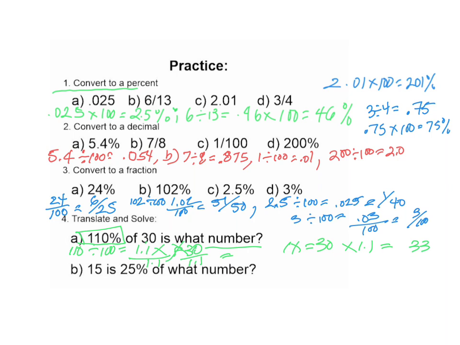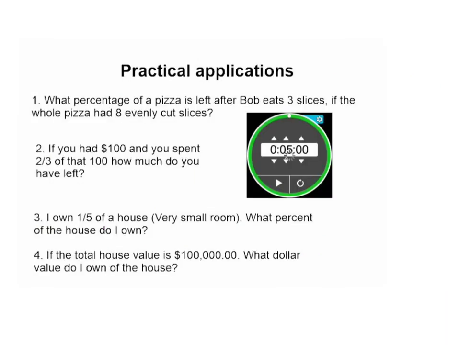15 is 25% of what number? So we know that 0.25 equals 15. So we should make that 0.25x. Again, divide each side by the number in front of x, and I get 15 divided by 0.25 is 60. X equals 60. Get that down. We're almost done. This is our last slide.